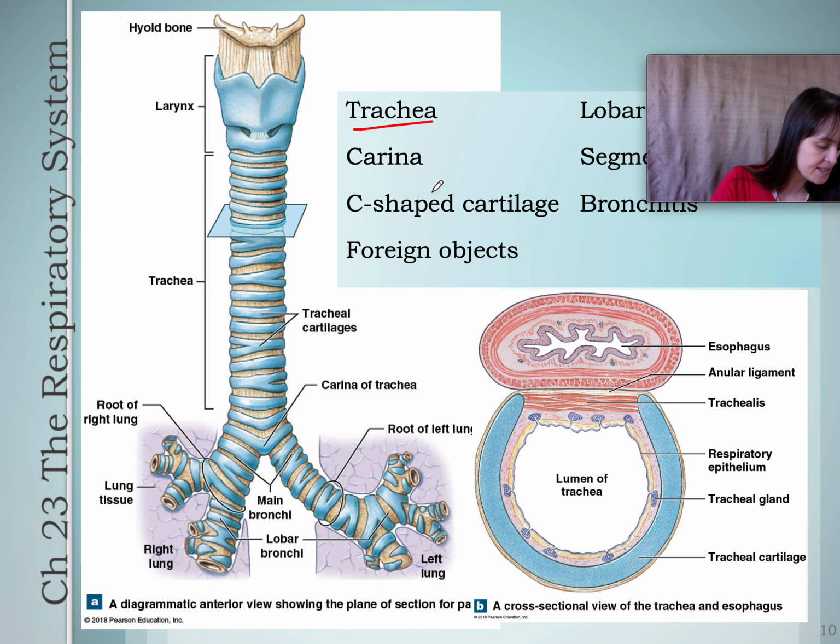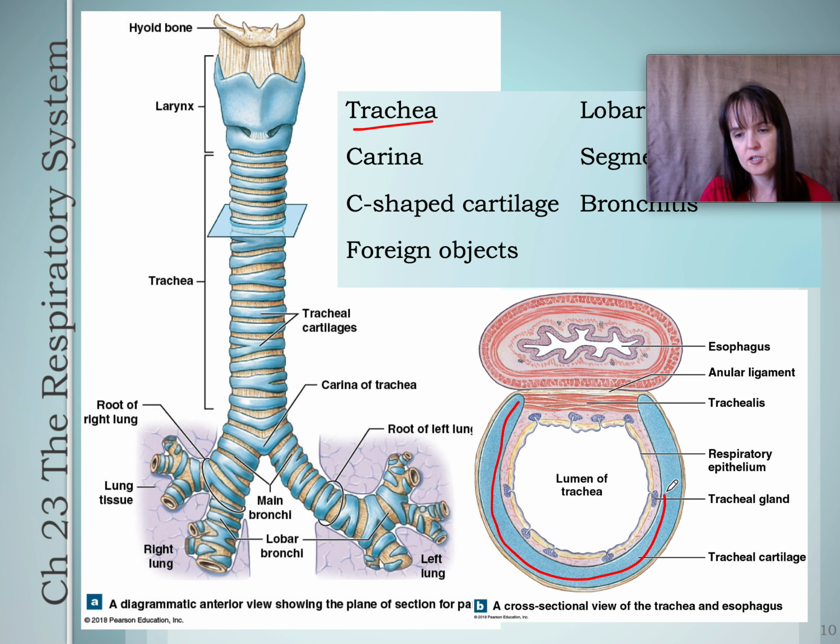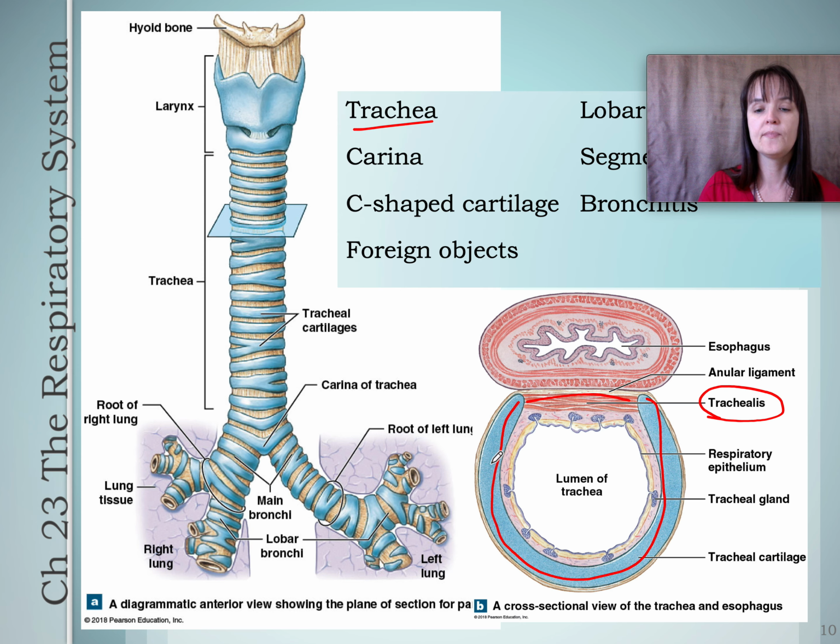The benefits of a C-shaped cartilage. Okay, so the cartilage here is C-shaped, so you know. And there's the trachealis muscle in the back. That's a lab term. The benefits of the C-shaped cartilage.